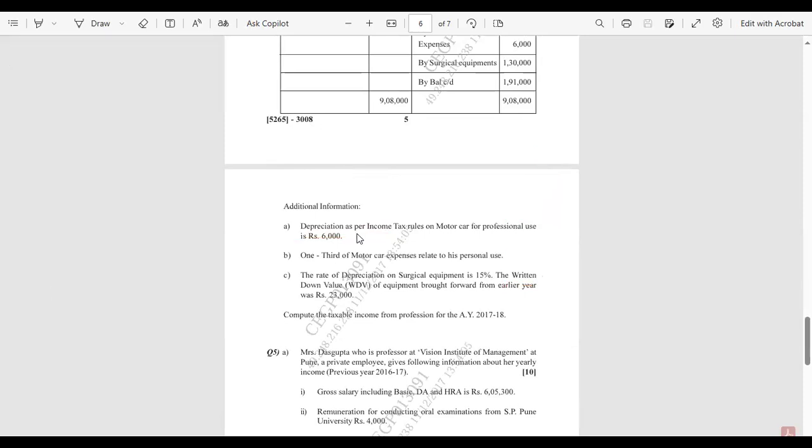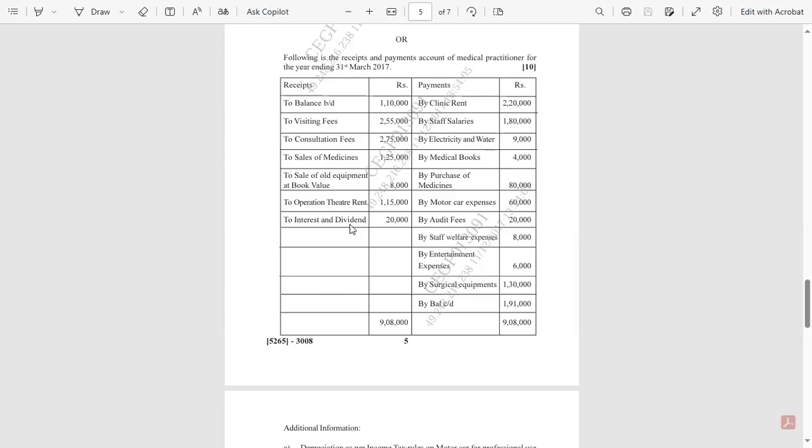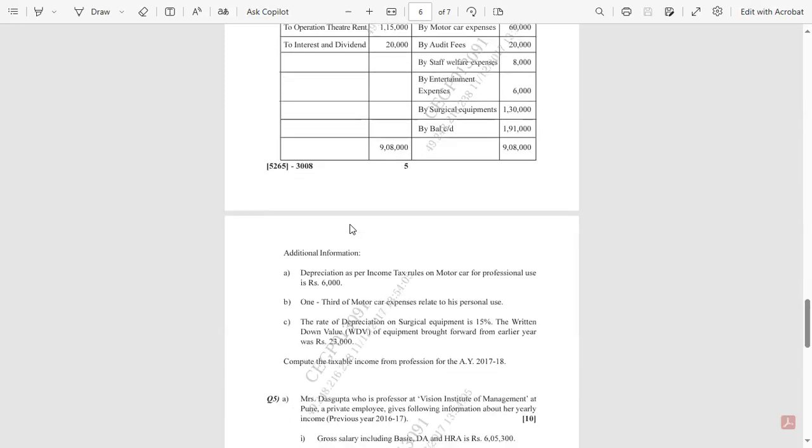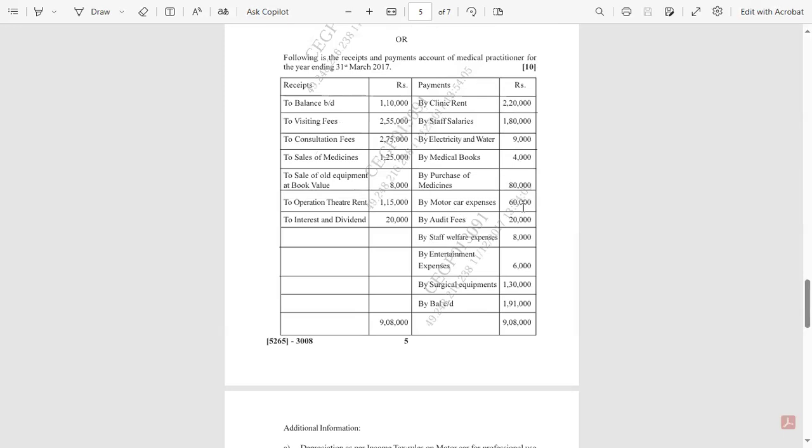First, depreciation is allowed up to 6,000, right? So the depreciation here is given. Then one third of motor car expenses are related to personal use. So if the car expenses, as I said, one third is personal, that is 60,000 divided by one third, 20,000. So only allowed car expenses are 40,000, and 20,000, which is personal, will be charged as taxable. No exemption is given for sale.